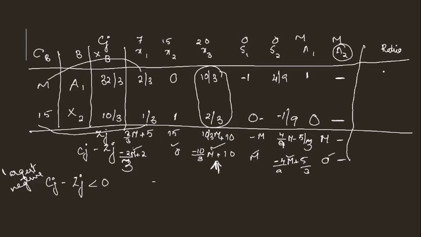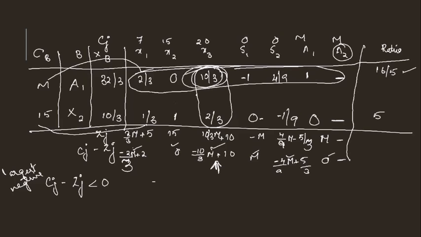Now what about the key row? In order to find out the key row, you get 10 by 3 divided by 32 by 3, that is 16 by 5. 2 by 3 divided by 10 by 3, you will get 5. Okay, so this is what you have got over here, and the minimum value is 16 by 5, and with the help of that you can mark the key row, and you have got the key element. Now let's have a look at the next table.